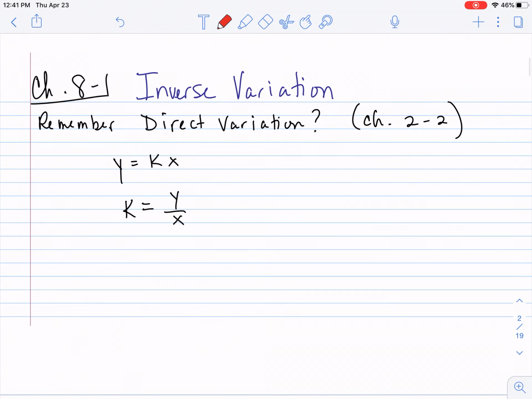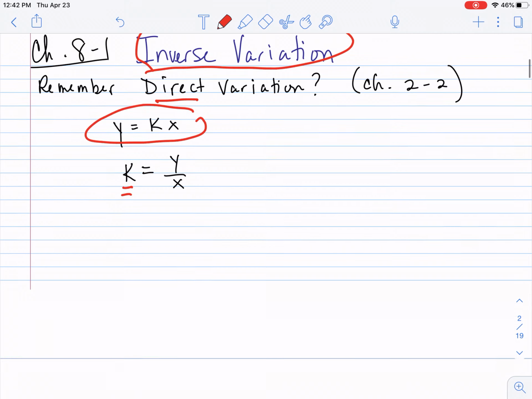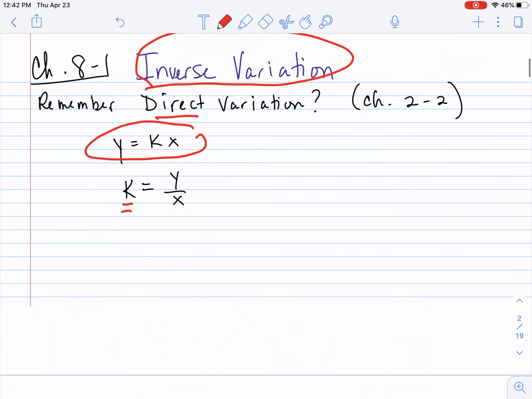Okay, we're going to start talking really quick about inverse variation. I'm not going to spend too much time on this. Inverse variation is different than direct variation. Remember, this is a direct variation: y equals kx, or k is equal to y divided by x. An inverse variation is going to be y is equal to k divided by x. Okay, that's an inverse variation.